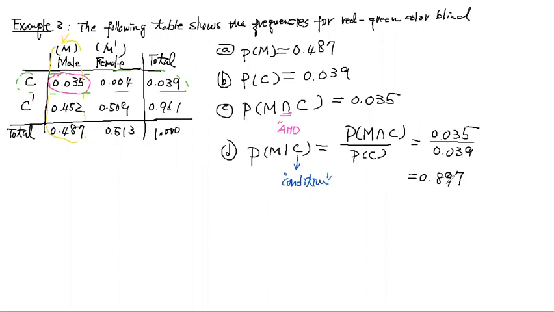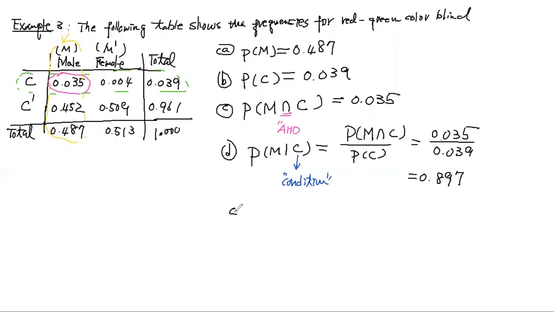a male. For some reason, the genes, the male's gene, so the majority of the colorblind are male. So that's how you interpret the 0.897. It means if you find a person is colorblind, the probability this person is a male is almost 90%. So it's 89.7%, right?